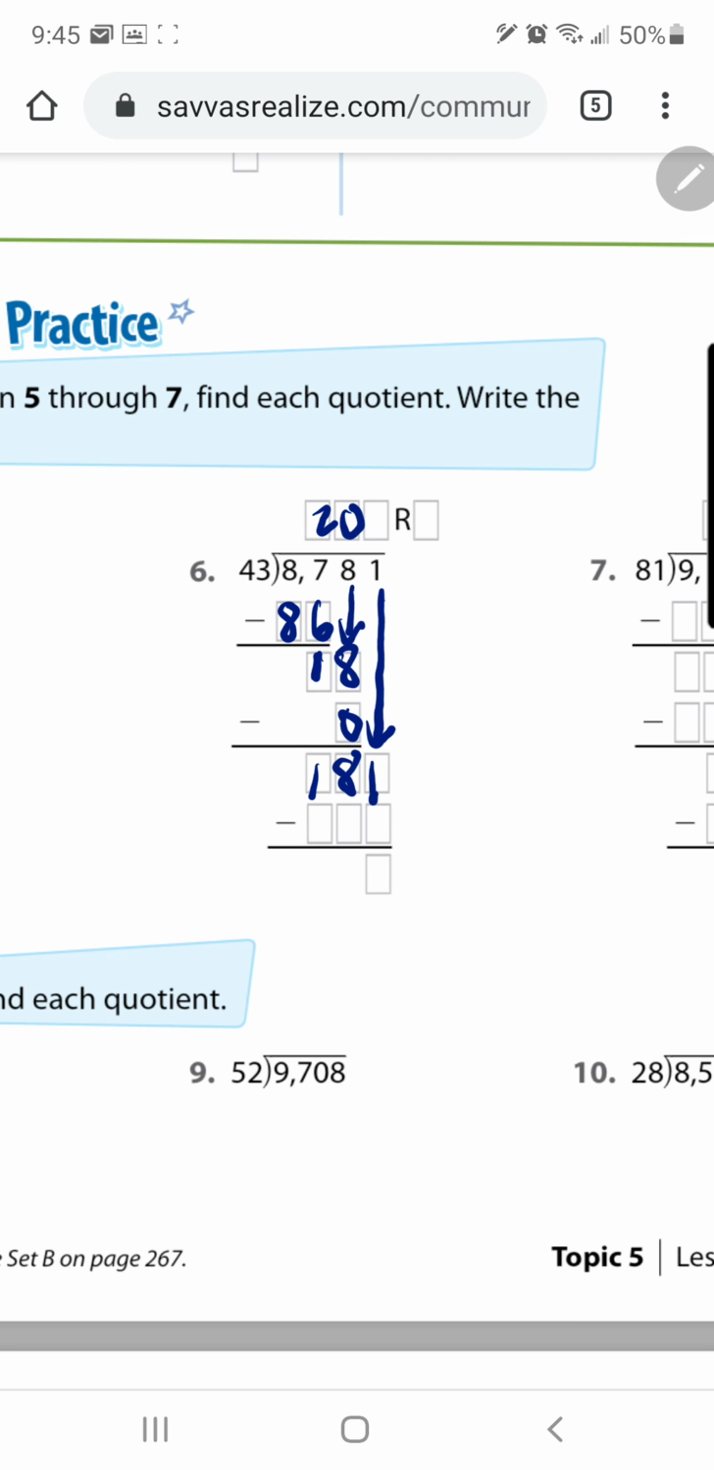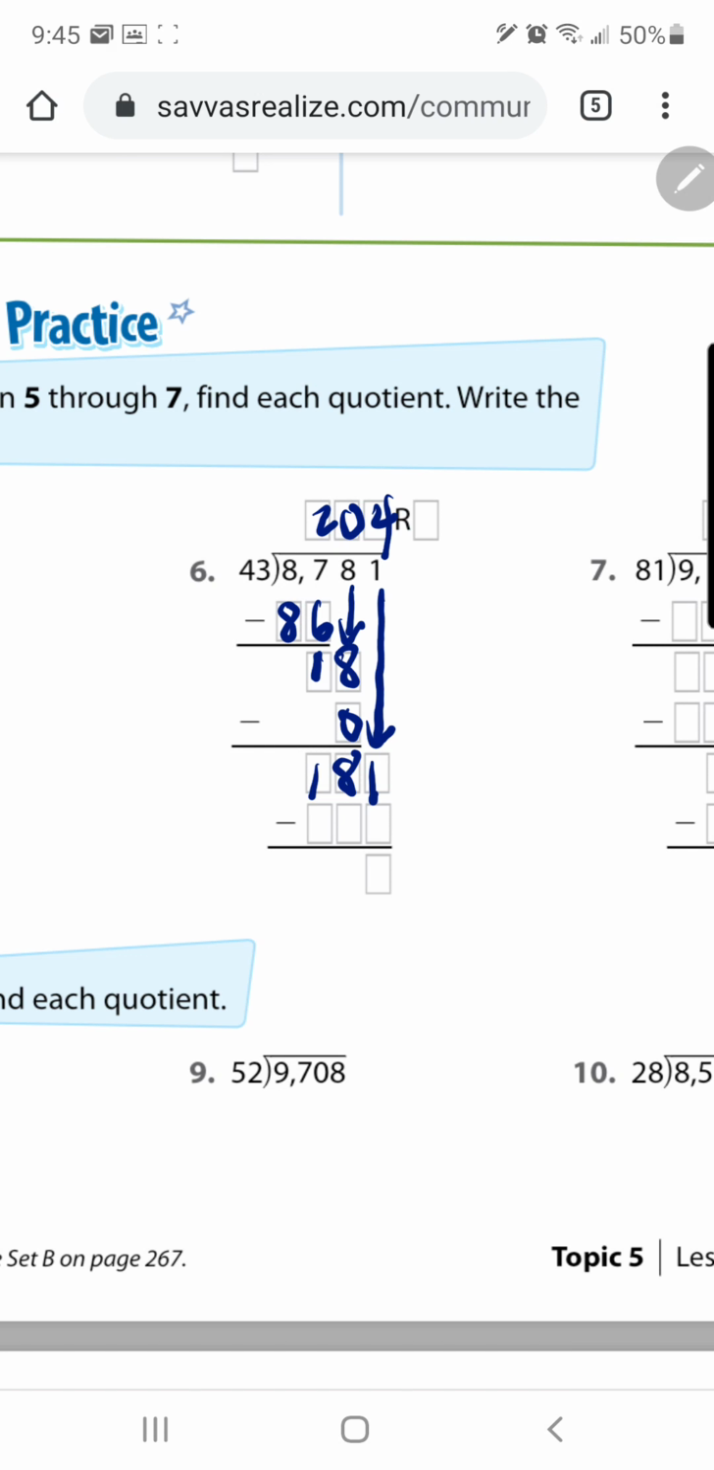I don't know. Cover the 1, cover the 3. How many groups of 4 can I make with 18? ¿Cuántos grupos de 18 se pueden hacer con 18? It's easy. It's 4, because 4 times 4 is 16. Es fácil porque 4 por 4 es 16. We're going to put that 4 up there.